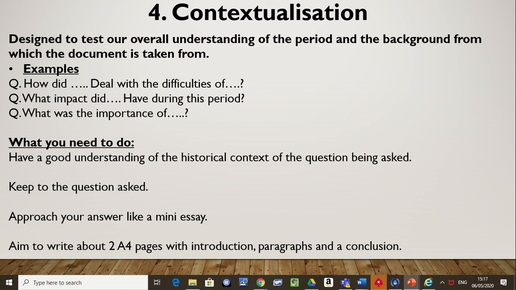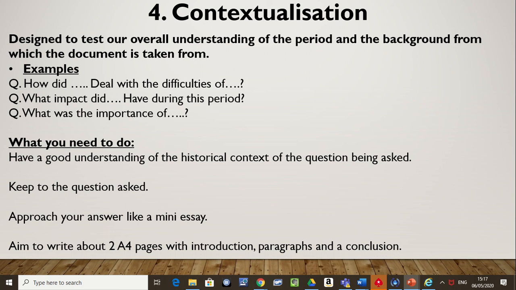This is the first big chunk of writing you're going to do in your exam. So approach your answer like a mini essay. What I mean by that is, put in an introduction. You're writing 3 or 4 paragraphs and a conclusion, and this should come to about 2 A4 pages in total. So plan your contextualization question like you'd plan any essay. Do a spider diagram, or whatever little way helps you to write your essays.